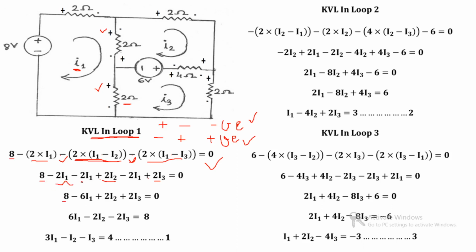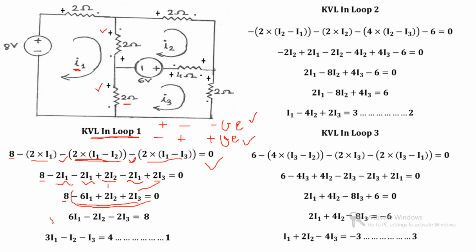This minus 2 I1 and minus 2 I1 becomes minus 6 I1, plus 2 I2 as it is and plus 2 I3 as it is. So the final equation becomes, we will consider the constant at one side and variable at another side. So further simplification, we will shift the whole part to the other side of 0. So 6 I1 becomes plus 6 I1, plus 2 I2 becomes minus 2 I2, plus 2 I3 becomes minus 2 I3 and 8 as it is.